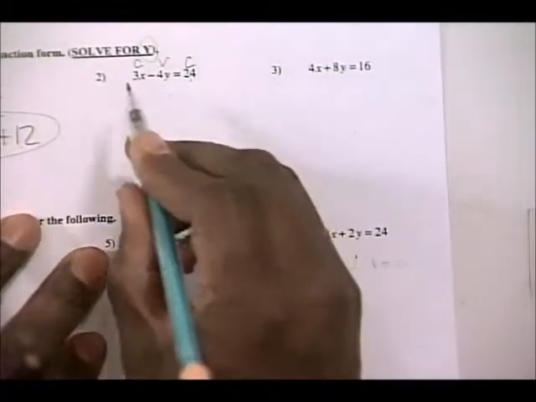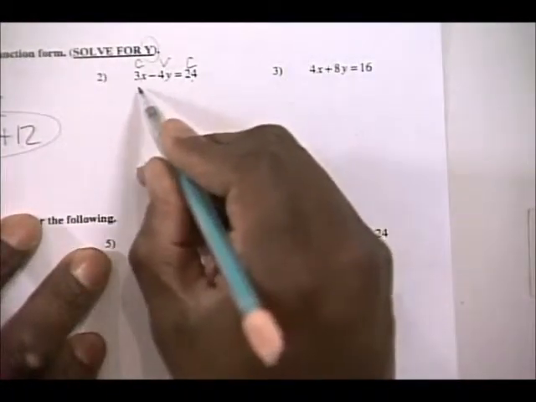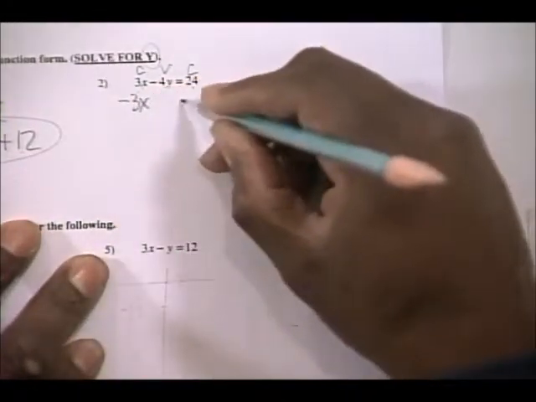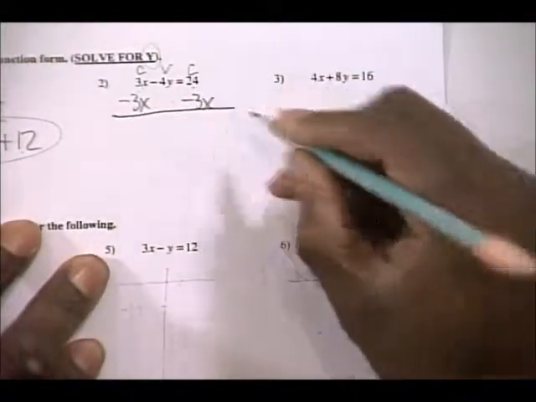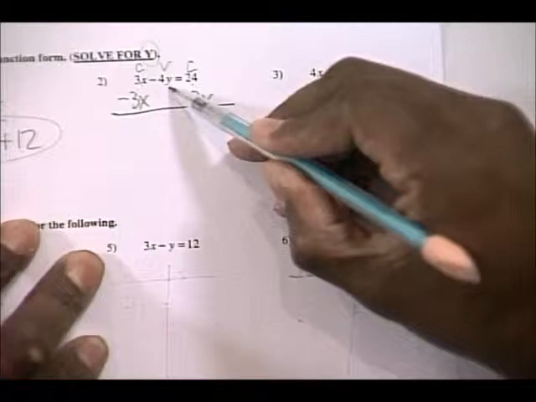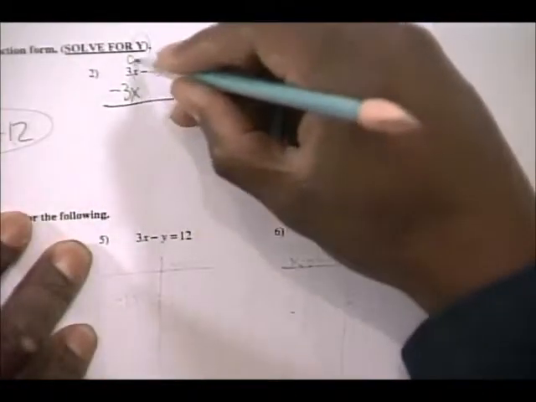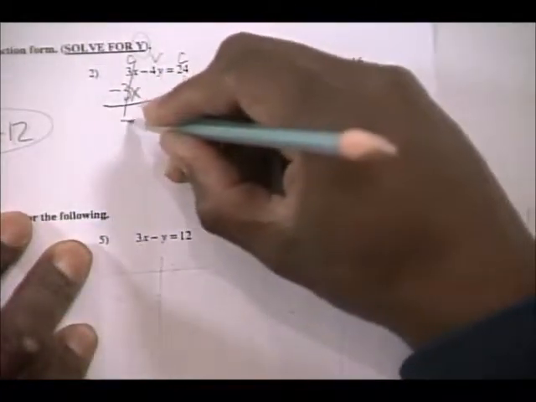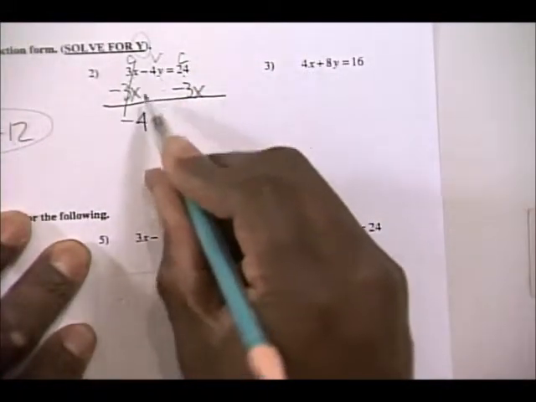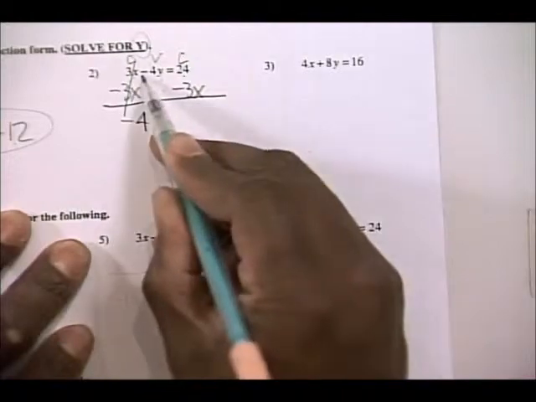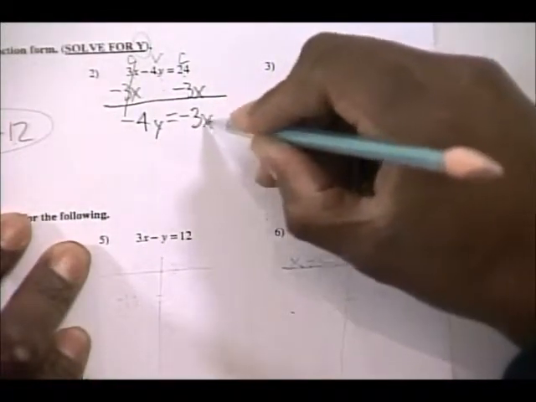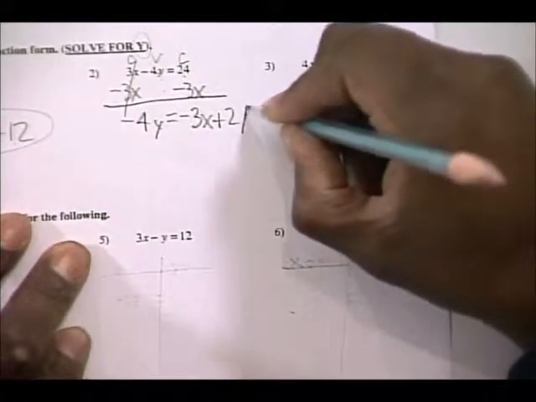Hopefully you see that the 3x has to move. It's a positive 3x, so you move a positive 3x by subtracting 3x on both sides. This negative here is with the 4. All right, so you end up with that canceling. You bring down the negative 4y. That's a common mistake. Sometimes people want to bring down just the 4, but that is a negative 4y is equal to negative 3x plus 24.